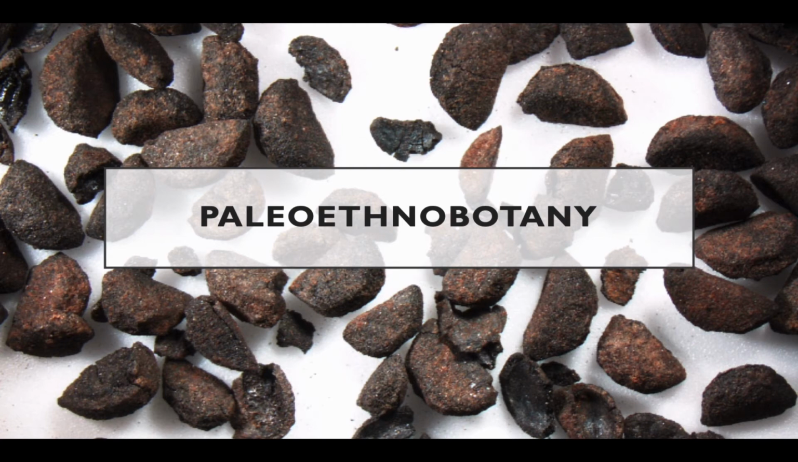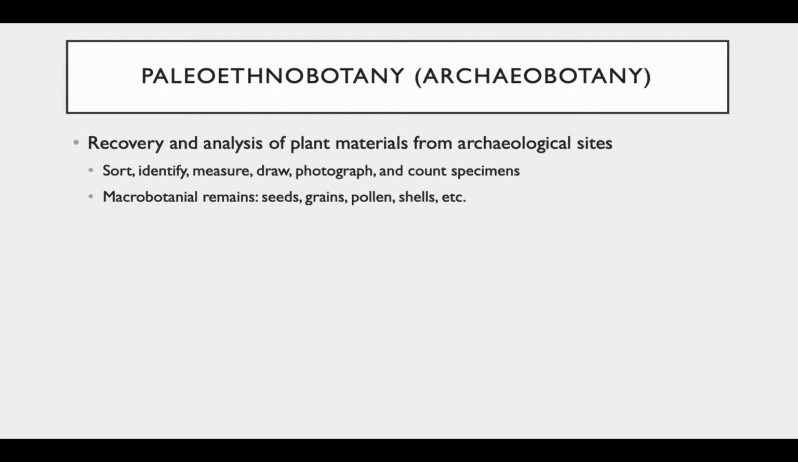Now let's shift to a specialization called Paleoethnobotany. Paleoethnobotany, or what we sometimes call archaeobotany, involves the recovery and analysis of plant remains from archaeological sites. This is done by sorting, identifying, measuring, drawing, or photographing, and counting the different specimens under a microscope. The macrobotanical remains themselves consist of seeds, grains, pollen, the shells from different nuts, perhaps, other examples of that.